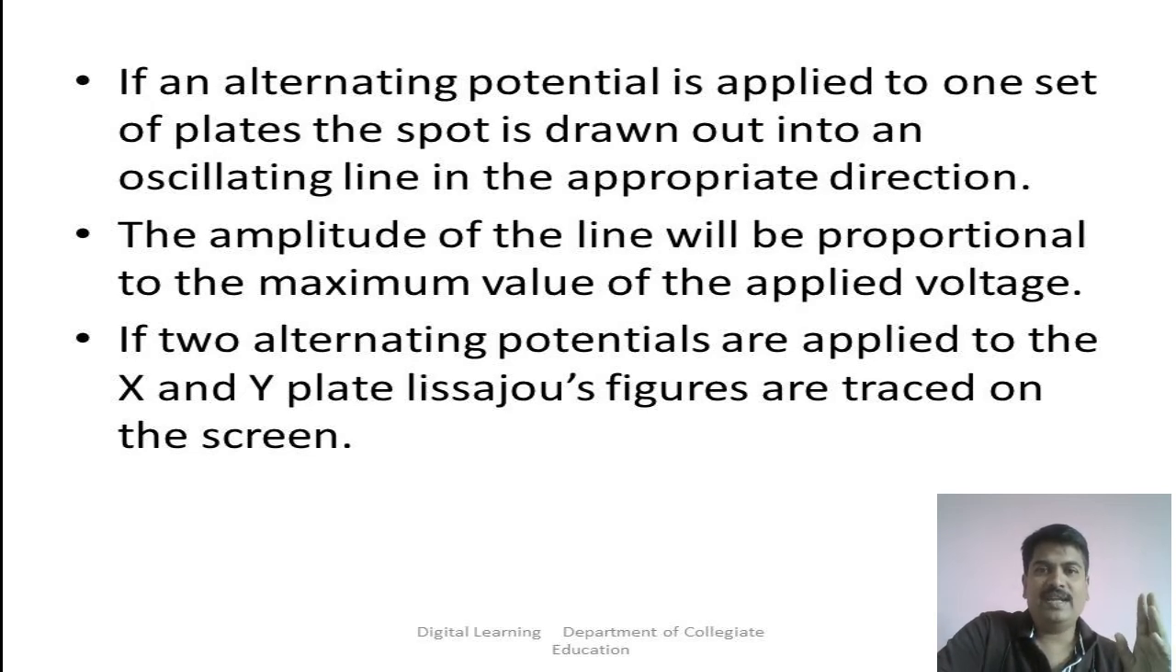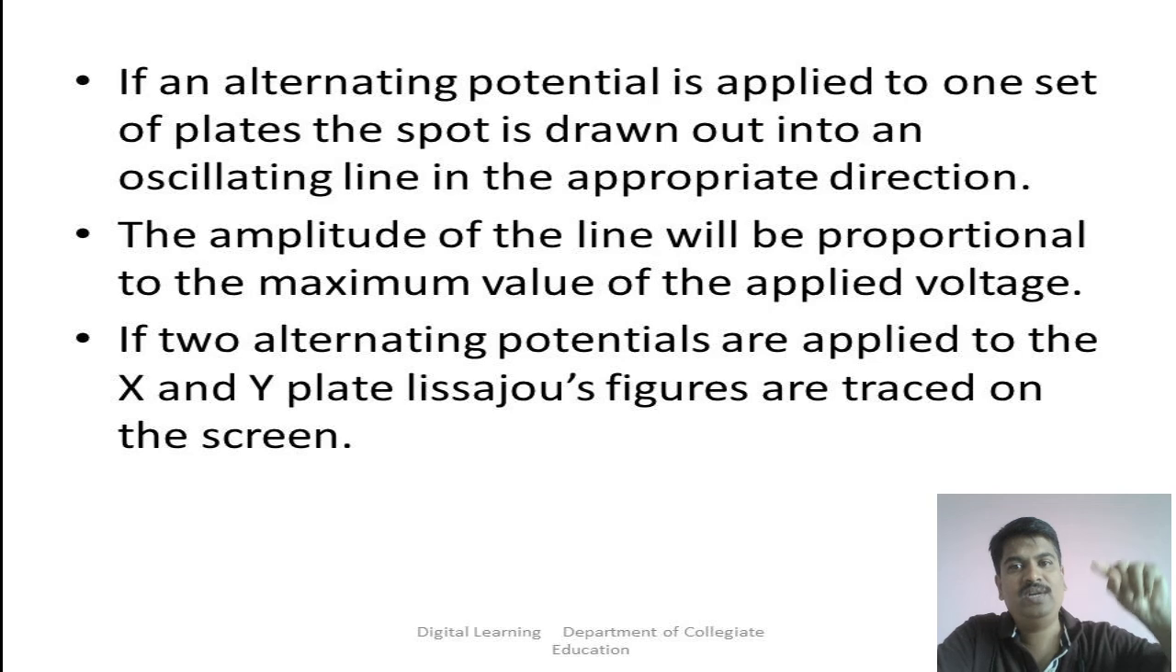Suppose an alternating potential is applied to only one set of plates, not to both. Let's say it is for the X plate. If I give an alternating potential, meaning a potential which varies with time, where the amplitude as well as the direction varies with time, and it is applied to one set of plates, the spot is drawn out into an oscillating line.